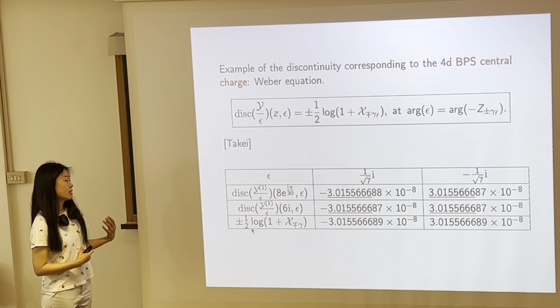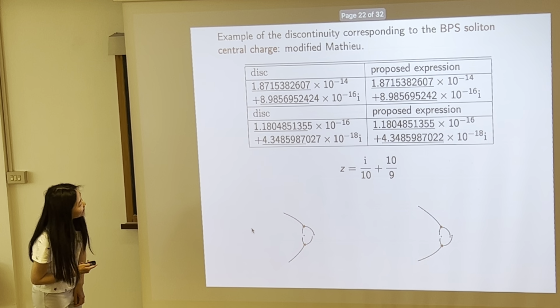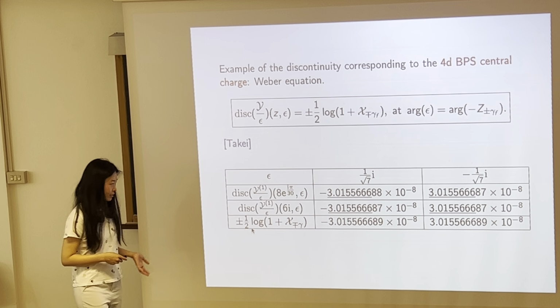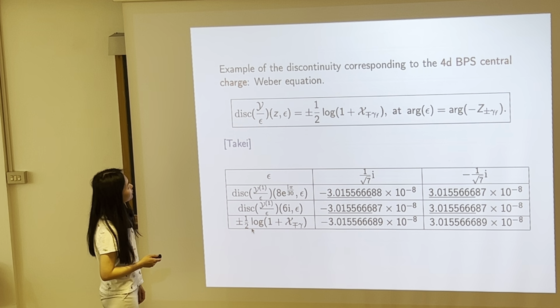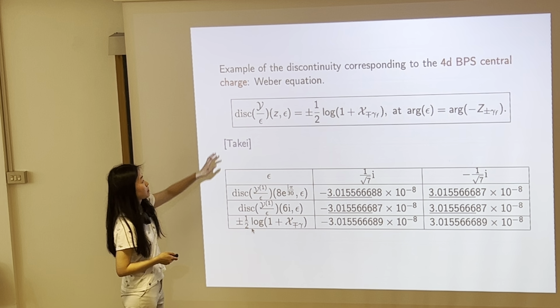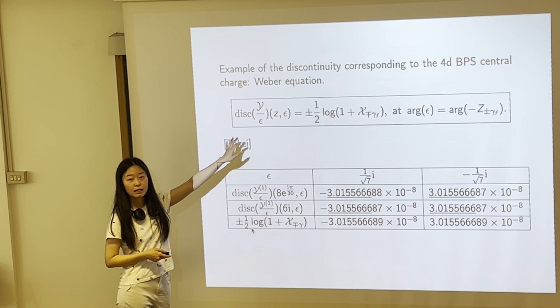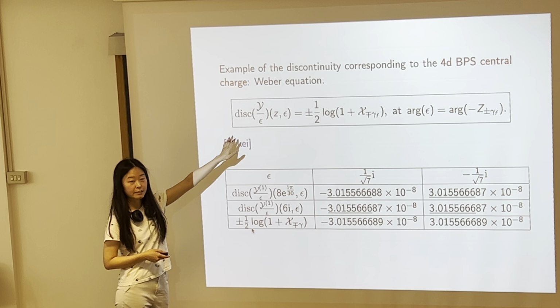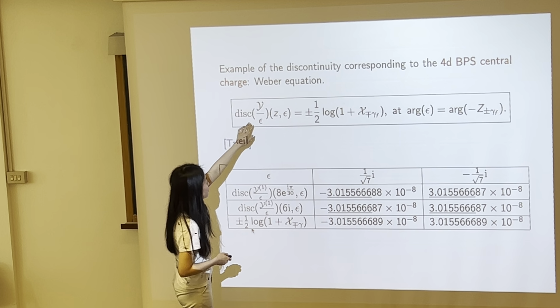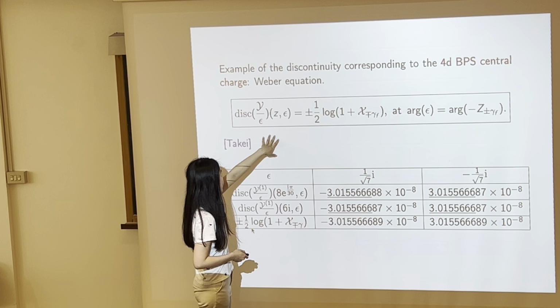Okay, so now we can talk about, sorry, let me see. Yes, the other type of discontinuity, which is even closer to the conservative Stokes transformation. And this corresponds to these other types of singularities, which are at the negative central charges of the 4D BPS states. And here, let's go back to the Weber equation we started the discussion with.